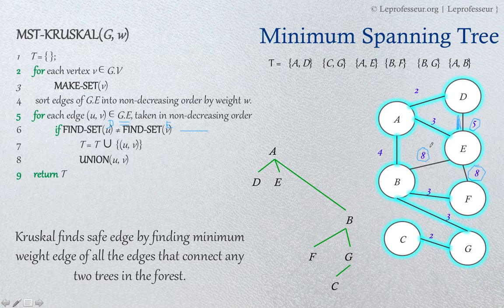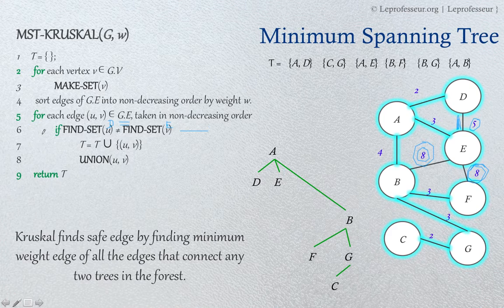The same way we can think about the edge between B and E and the edge between E and F. These two also will form a cycle, so they will be discarded by the condition at line number 6. Good, very simple algorithm, very straightforward. Pick the minimum weight edge after sorting all the edges. That's the simple keyword here for Kruskal's algorithm.